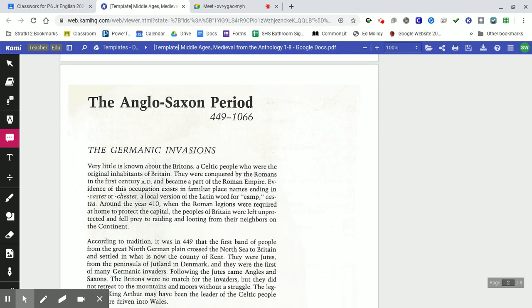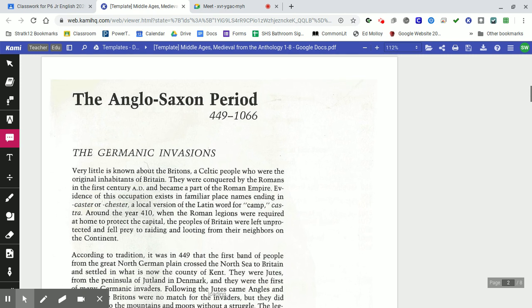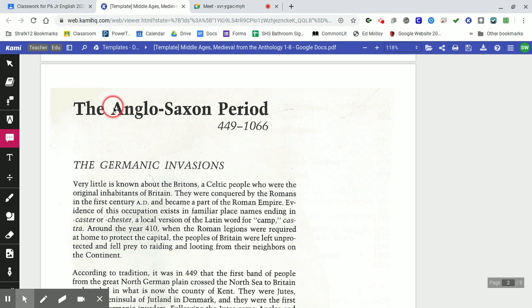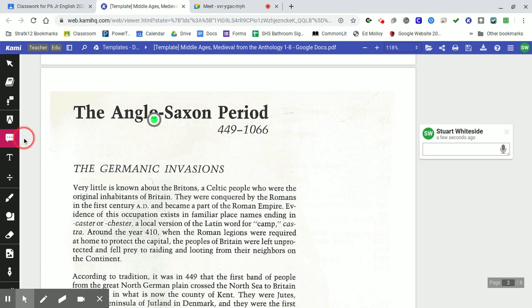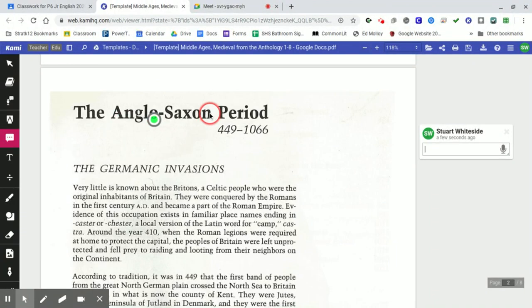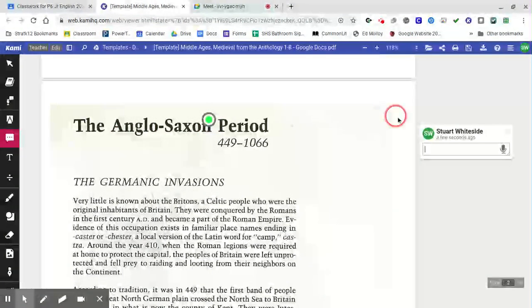Okay, the first section that we're going to read about is the Anglo-Saxon period. Okay, you have heard of Anglo-Saxon. Anglo-Saxon, why is this not highlighting? That was interesting. Oh, because it's a PDF, so it's not highlighting. Okay, so I'm going to put it in like this. Just a dot, there it is.